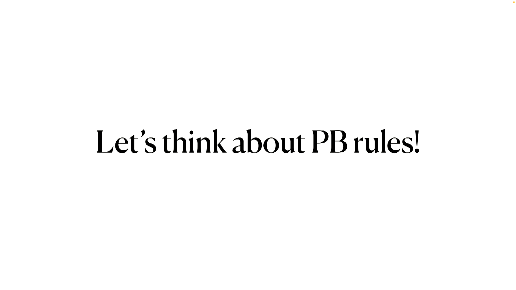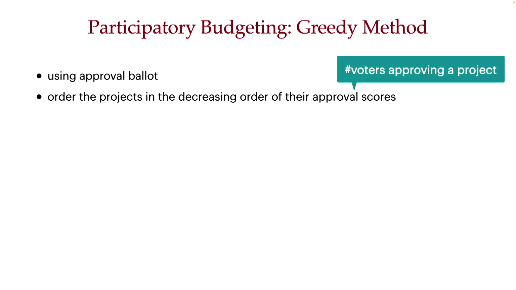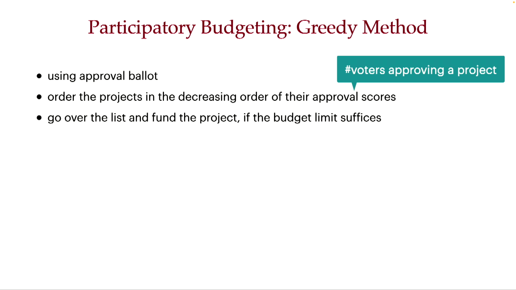So, let us think about some PB rules now. The rule that is largely used by the countries using participatory budgeting is the greedy rule. They have approval ballots only, and then they order the projects in decreasing order of their approval scores. Approval score, for a project, is the number of voters who approve this project. Then you go over the list and fund the project if the budget limit suffices.